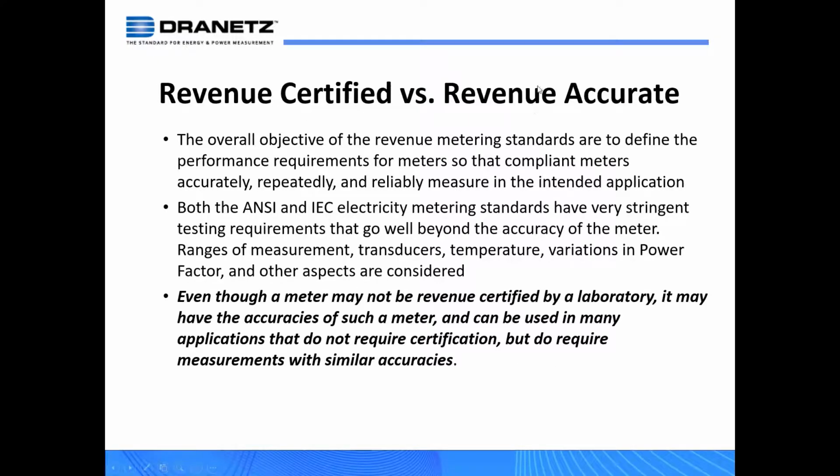So what are the main differences between revenue certified and revenue accurate meters? The overall objective of a revenue metering standard is to define the performance requirements of those meters so they can be accurate, repeatable, and give you reliable billing and other information. Both the ANSI, IEC, and other standards go well beyond the accuracy of the meter. As I said before, they go into the ranges of measurement, transducers, temperature, variations in power factor, and other aspects. So it does get quite complicated to get meters certified because there's a whole bunch more than the meter itself.